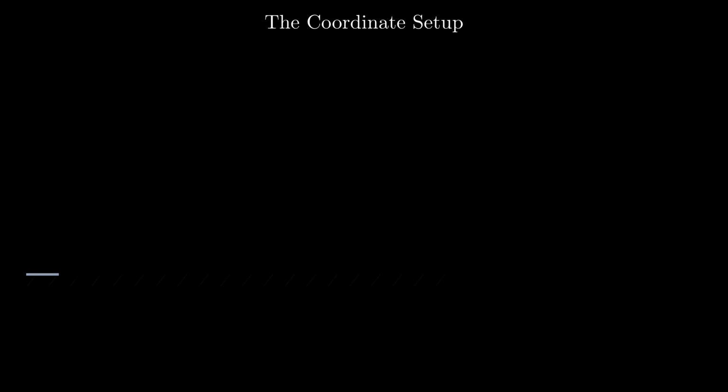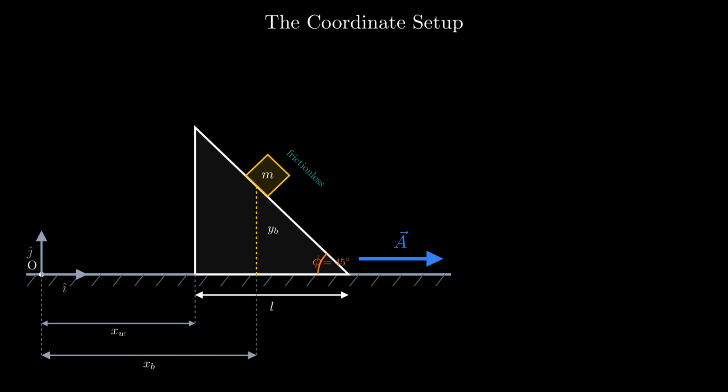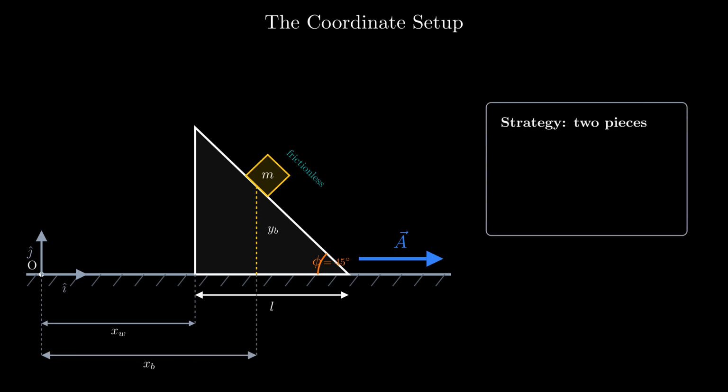Picture a wedge on a table with a block of mass m on its smooth sloping face, which rises at an angle we'll call phi, here 45 degrees. An outside observer at rest with the table sees the wedge driven to the right with constant acceleration, capital A. Our target is the block's acceleration in that same table frame. We attack it in two pieces.